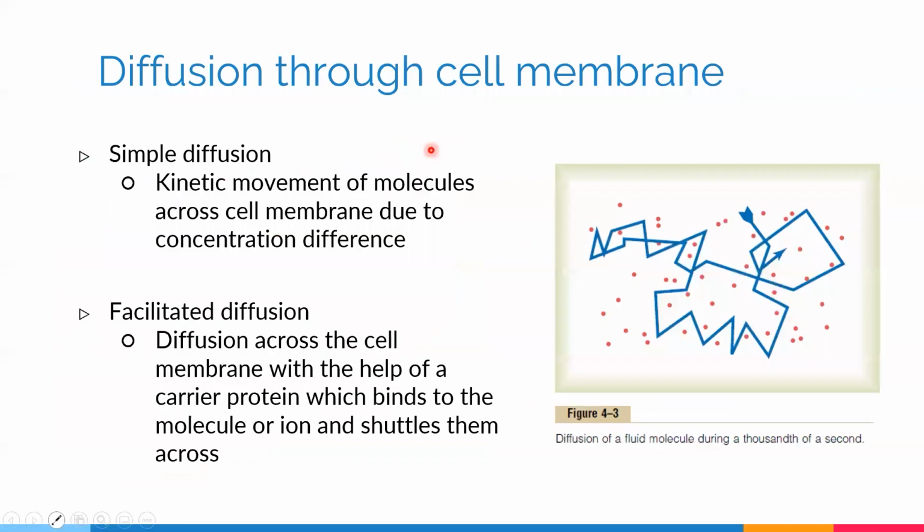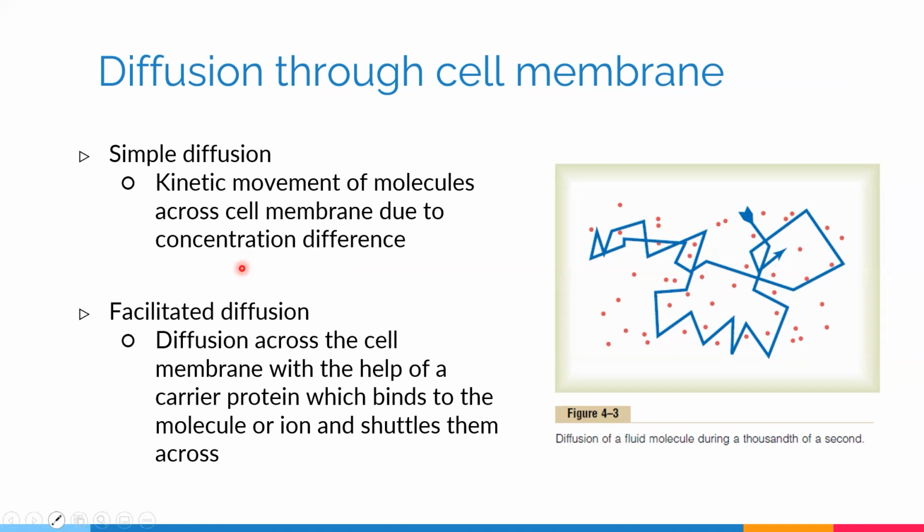To start off, let us look at diffusion through the cell membrane. Diffusion through the cell membrane is divided into two parts: simple diffusion and facilitated diffusion. Simple diffusion, as we know, is the kinetic movement of molecules across the cell membrane due to concentration difference. That is, movement of molecules along the concentration gradient.